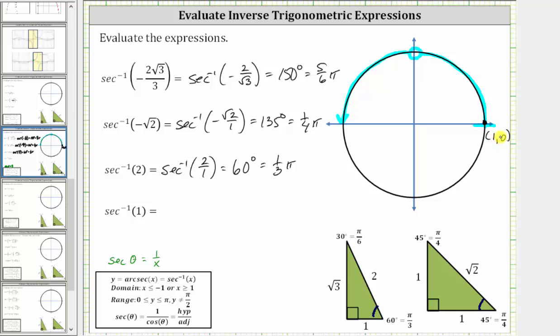Again, when x is 1, the secant function value is 1 divided by 1, or just 1, which means the terminal side and the initial side of the angle we are looking for are both along the positive x-axis, and therefore the angle is 0 degrees, or 0 radians. Another way to evaluate this would be to look at the graph of the secant function only on the closed interval from 0 to pi radians and determine the angle for which the secant function value is 1.